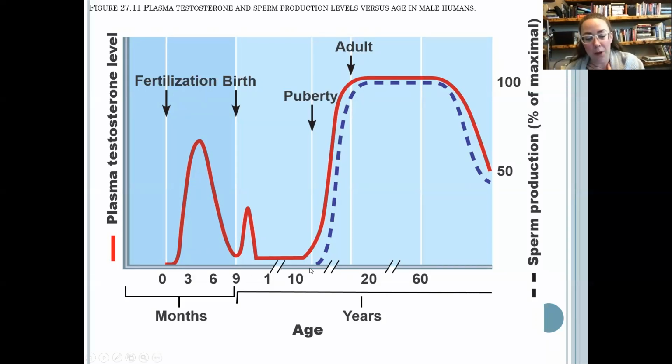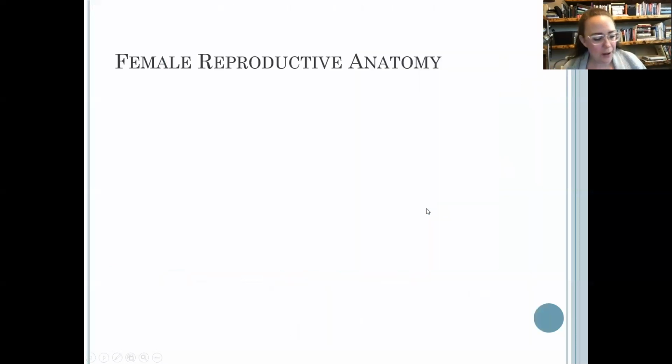And then, of course, by puberty, you see this big rise in testosterone production that is also subsequently followed by a production of sperm, right? And then that continues well throughout life, stays high. There are no drops. There's no monthly change like we'll see with the female reproductive system. And that just keeps sperm levels high throughout life. And again, there's a drop later on in life, but it's much, much later. Okay, so that's really it for the male reproductive tract and system.